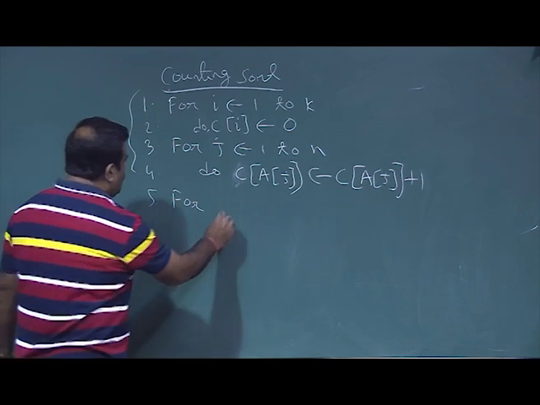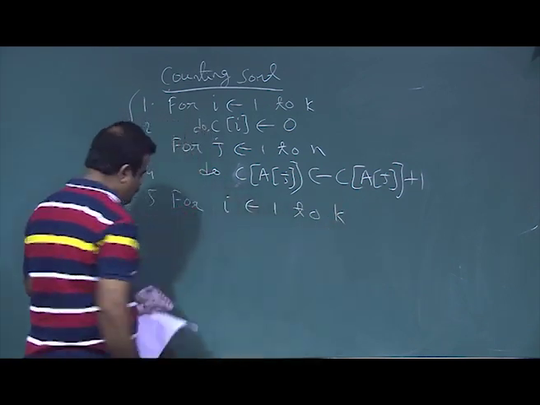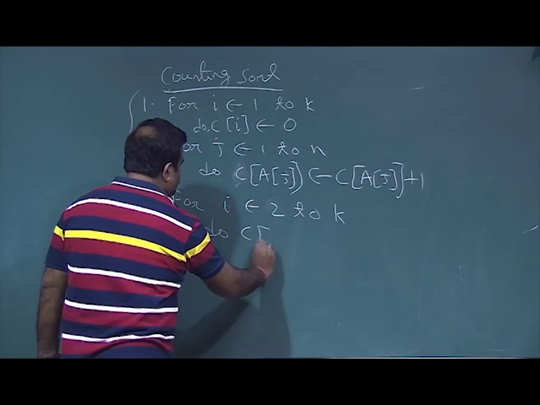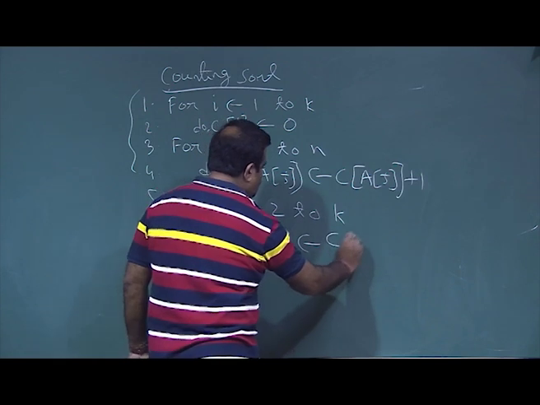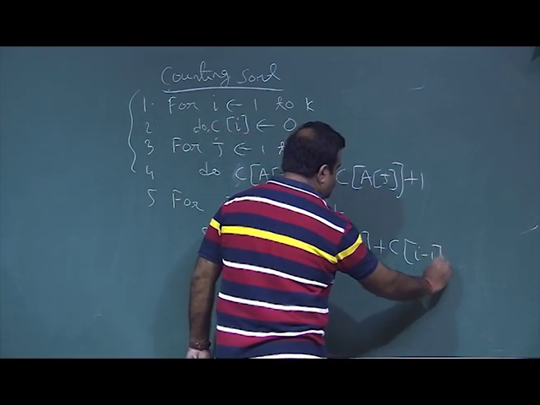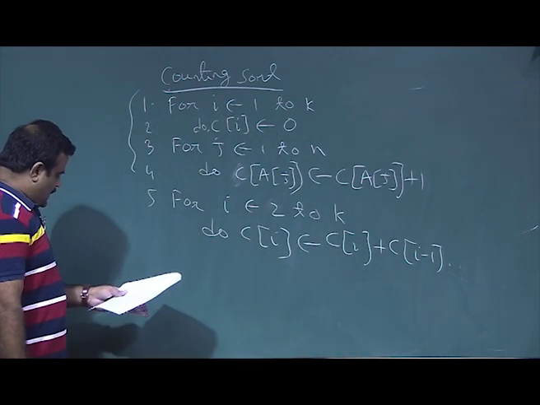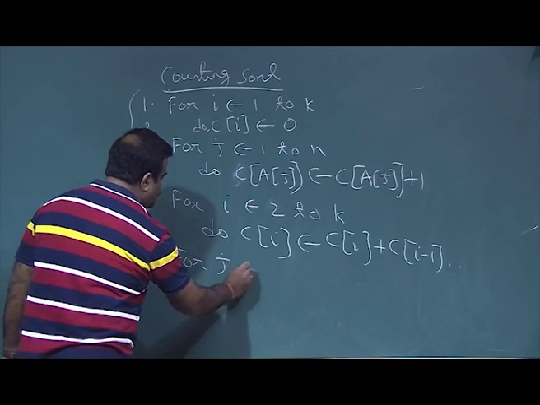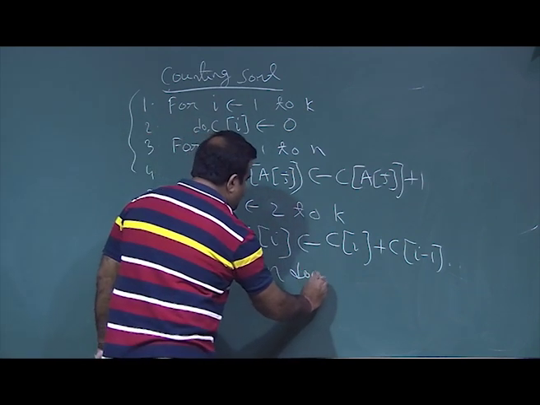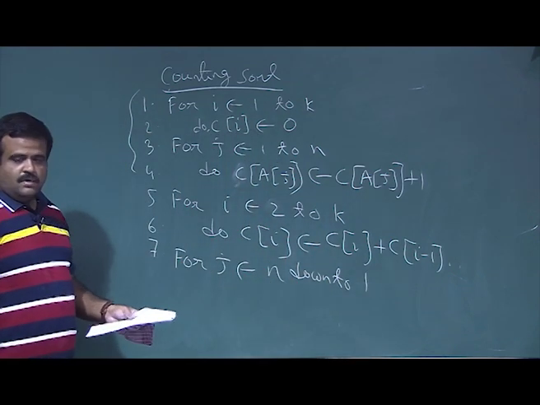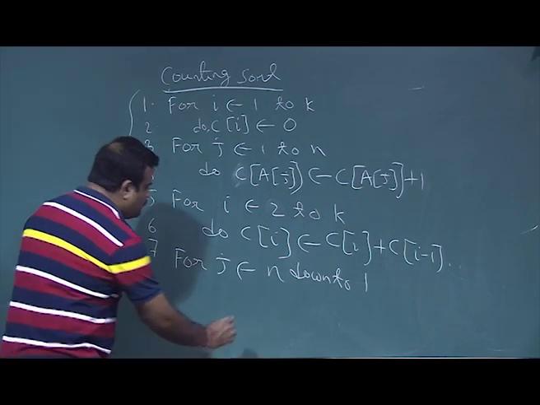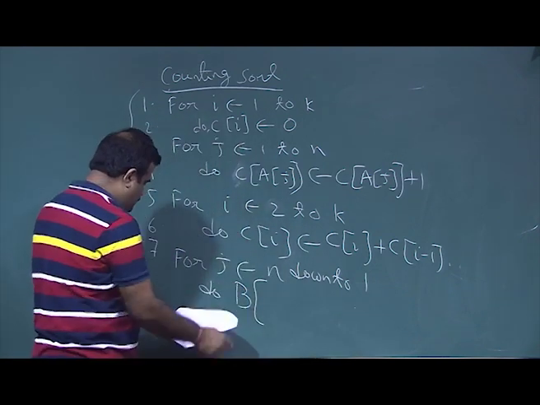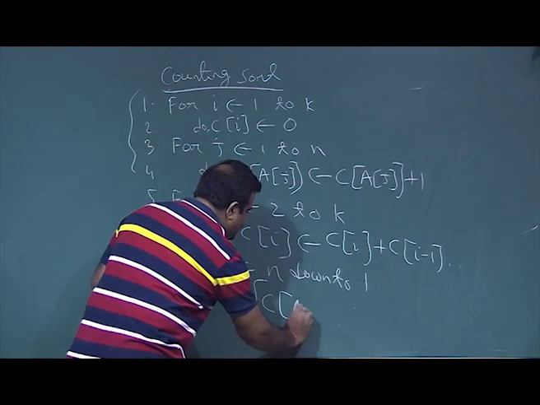So, let us do for i equal to 2 to k, we take the cumulative frequency. We do C[i] basically C[i] plus C[i-1]. Okay. And then we fill the B bucket like this: for j going down to 1, what we do? We just fill B[C[A[j]]] with A[j].